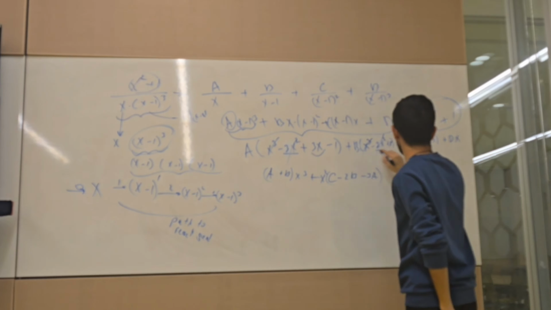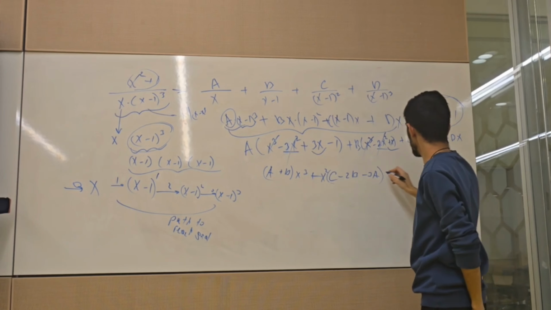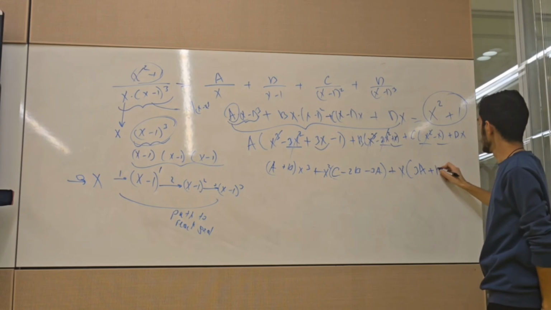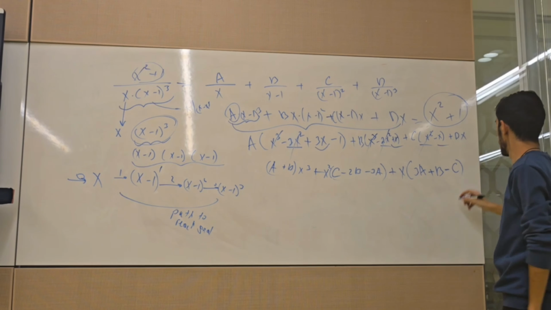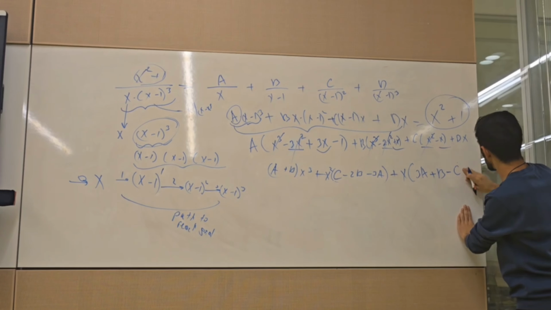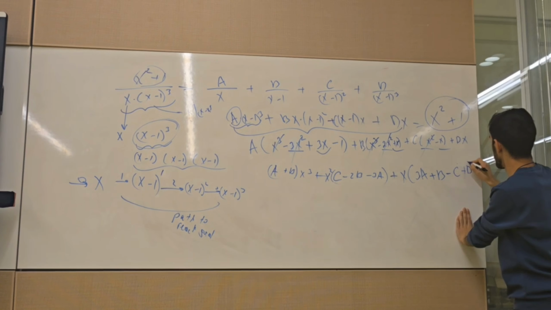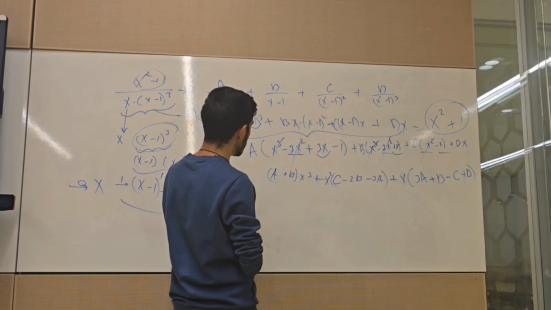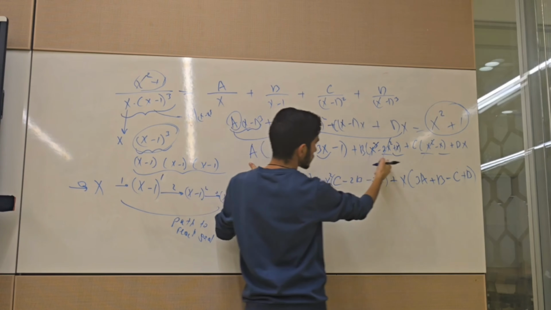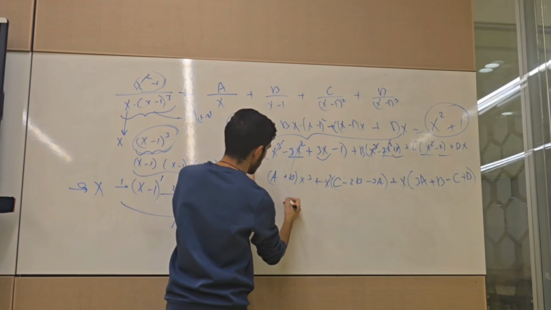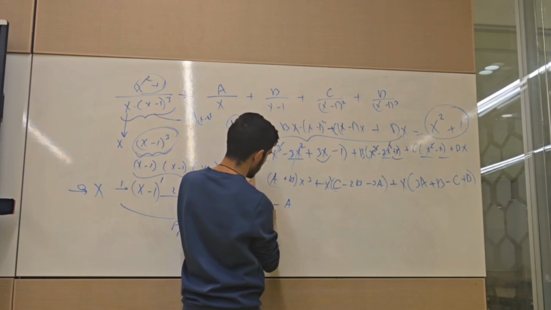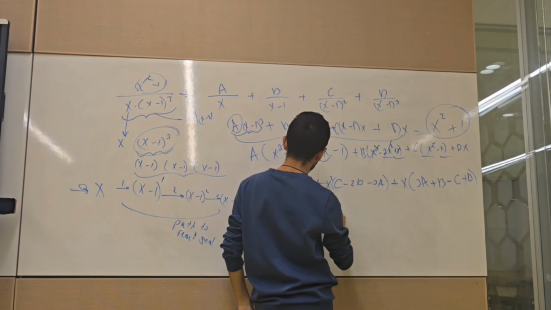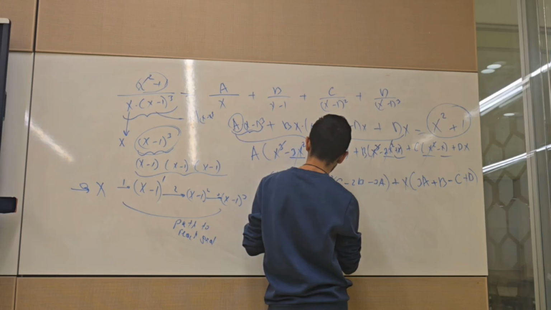So we are left with only x terms: x times (3A plus B minus C), and also plus B. So what we have left is this one, minus 1, and only this, minus A. Plus minus A equals x squared plus 1. Let's write it like that.